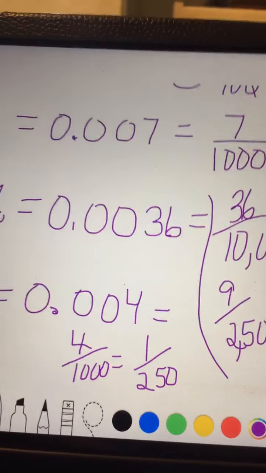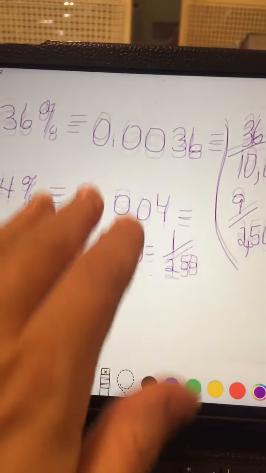All right. So that is how you work with percentages that are greater than 100 or less than 1%. All right, let's take a look at quick check number 1. On page 284, it says, write 125% as a decimal and a fraction.